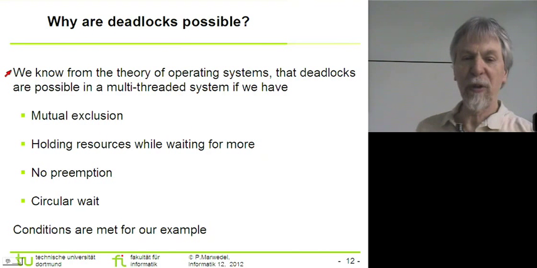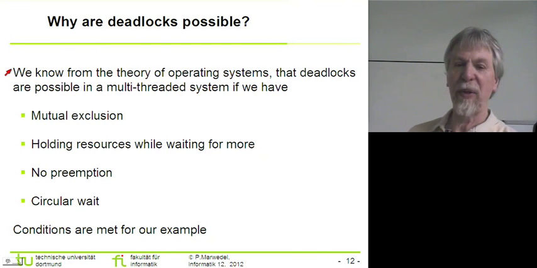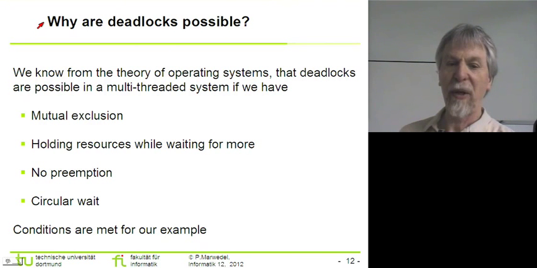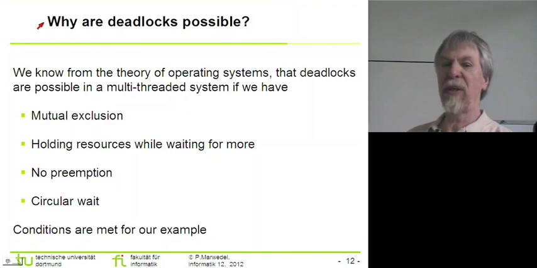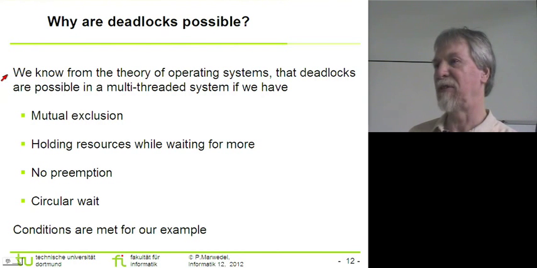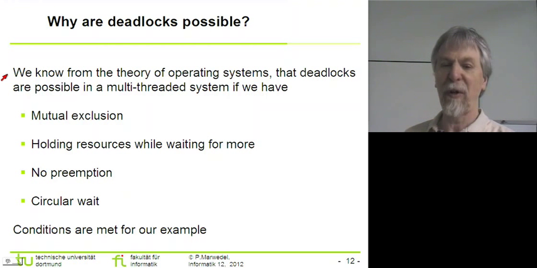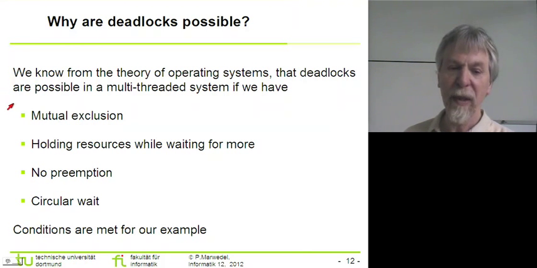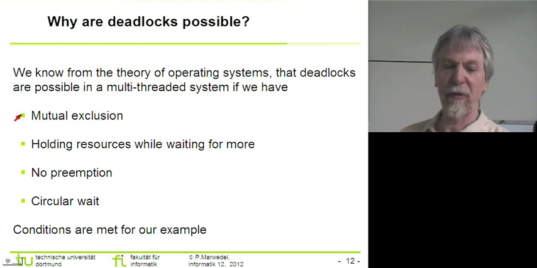Now, if we look beyond that particular example, how can it happen that we have these deadlocks? Well, actually it should not be a surprise if we have attended a course on operating systems, because in a course on operating systems, we usually get to know that deadlocks are possible if a total of 4 conditions are met. And these 4 conditions are the following.